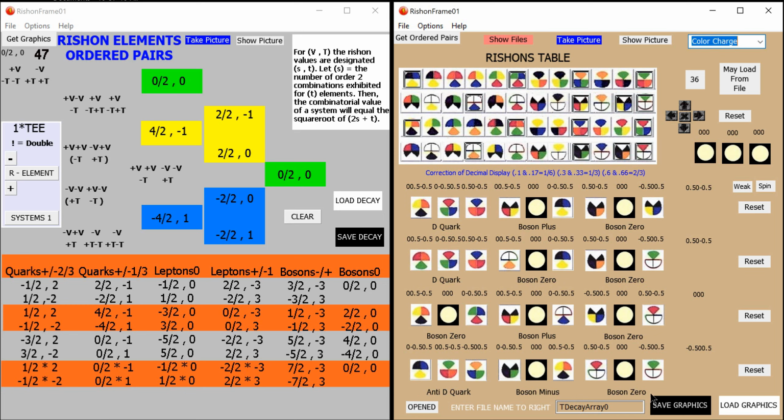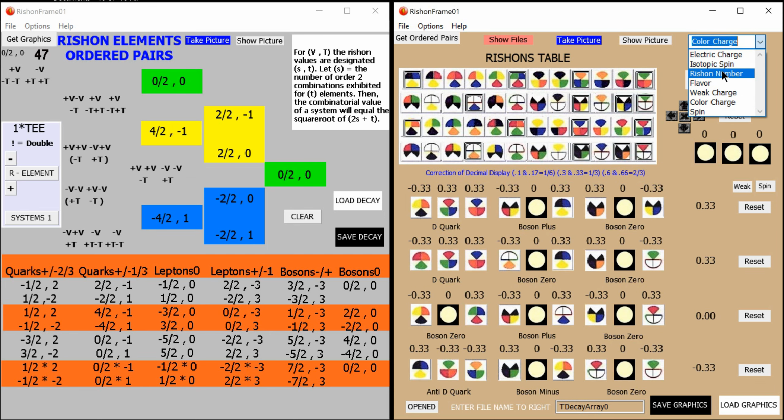And so there we have all the quanta, except I will not in this video talk about Richon number, because Richon number is a number that, due to this pre-quark model, supersedes baryon number and lepton number.